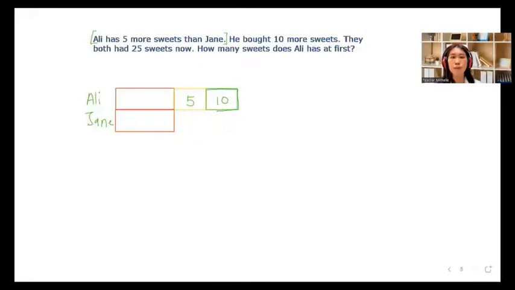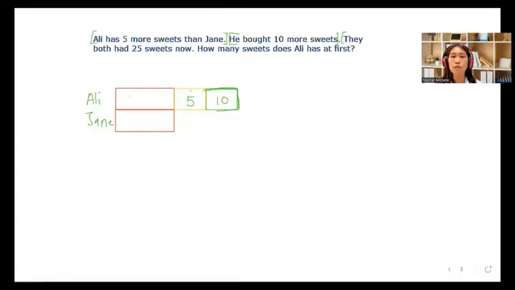So this part will cover the red unit as well as the yellow unit, what is in the model. Then the second part is he bought 10 more sweets. So I draw in another 10 here. Do you see I actually put in sentence by sentence into my model. And now I'm going into the third sentence. They had 25 sweets now.